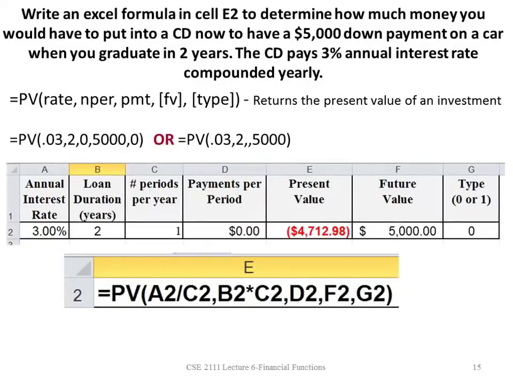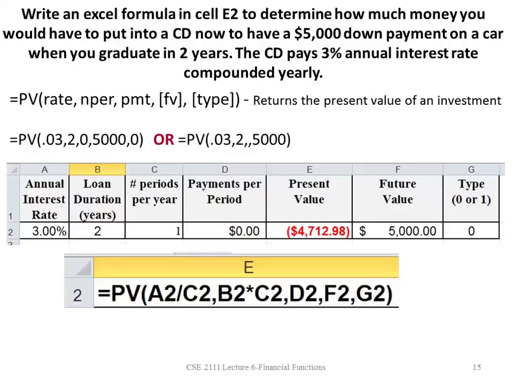Here's an example of the present value function that returns the present value of an investment. Write an Excel formula in cell E2 to determine how much money you will have to put into a CD now to have a $5,000 down payment on a car when you graduate in 2 years. The CD pays 3% annual interest rate compounded yearly. Okay, so we want to know, what do we have to put in now to get that $5,000 later?